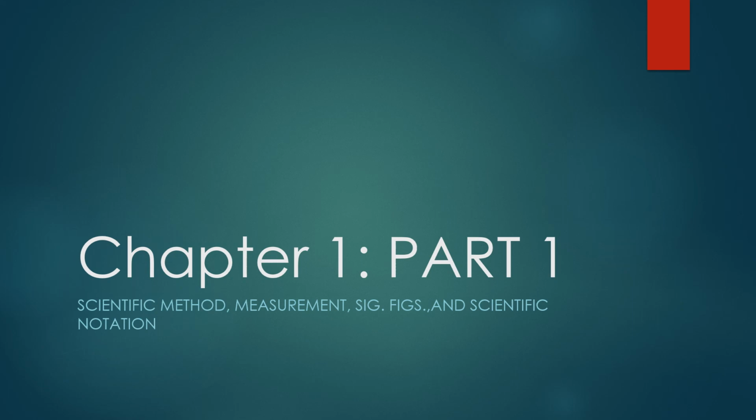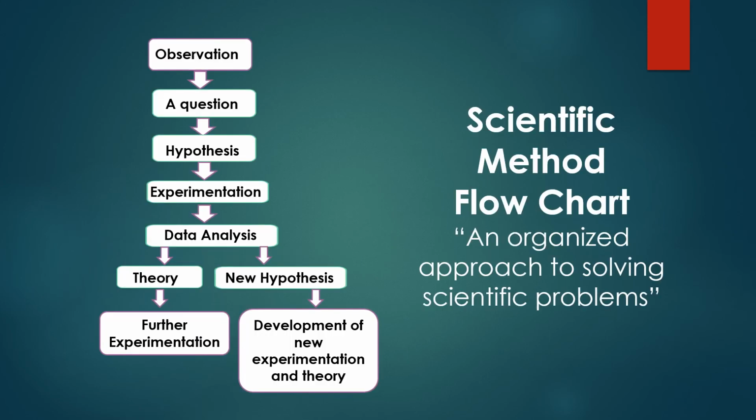We are going to start with Chapter 1, Part 1, looking at the scientific method, as well as measurement and how significant figures and scientific notation play into that. Starting with the scientific method, let's look at the definition of the scientific method. The definition is an organized approach to solving scientific problems.